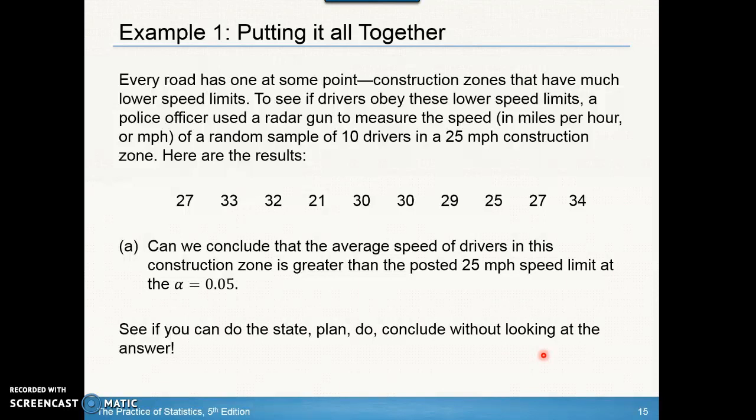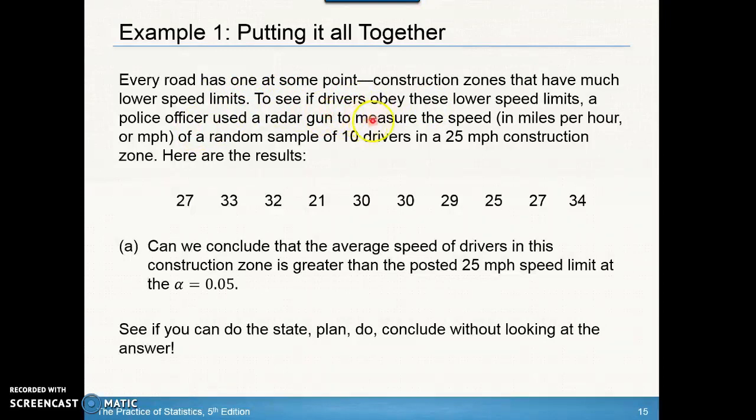So every road has, at some point, a speed limit. Construction zones have a much lower speed limit. I used to drive the Pennsylvania Turnpike all the time, and they always had construction zones. Okay, so we're going to check to see if drivers actually obey the lower speed limits.